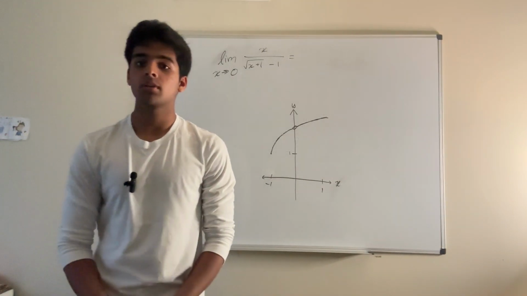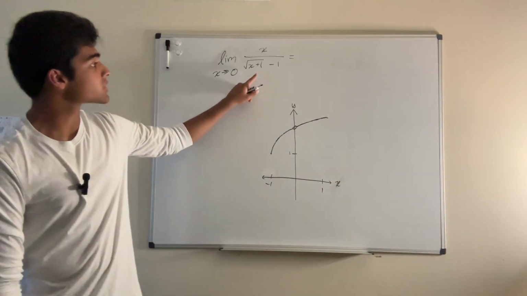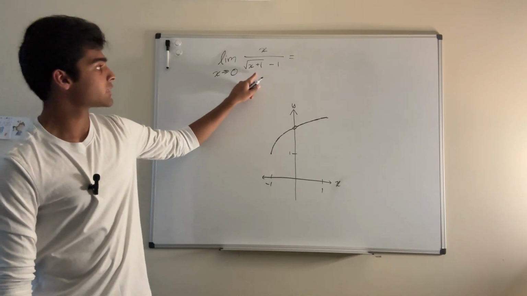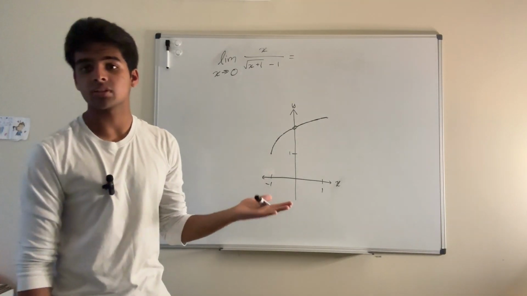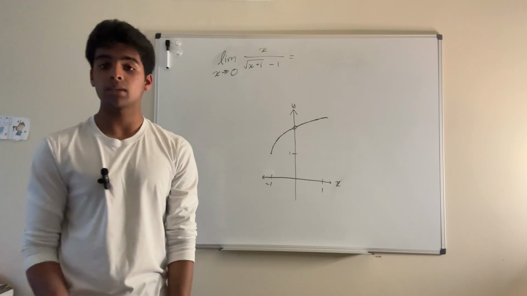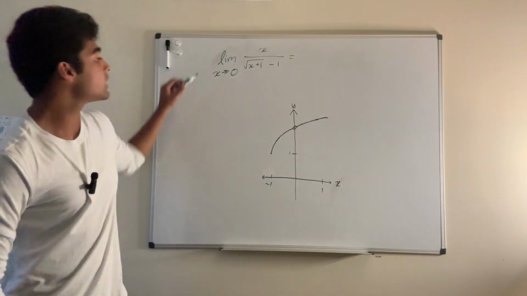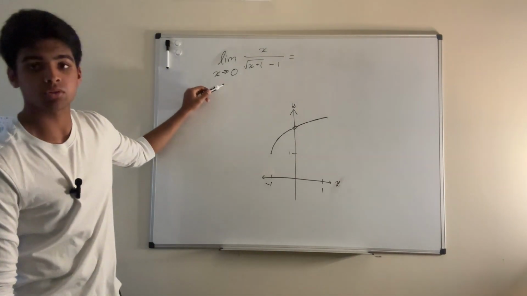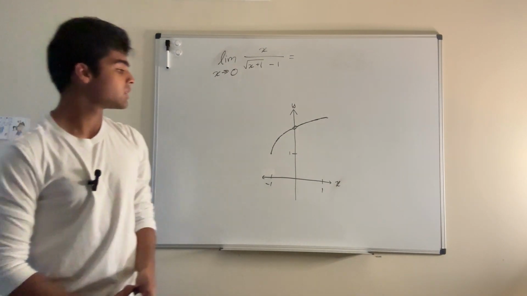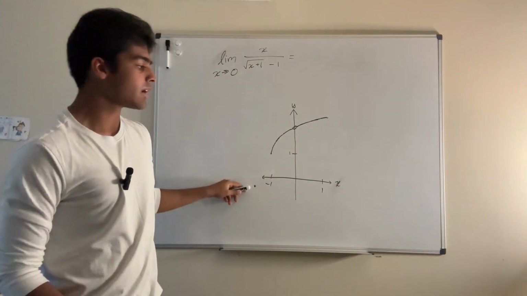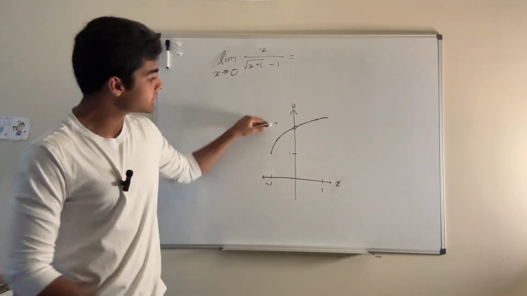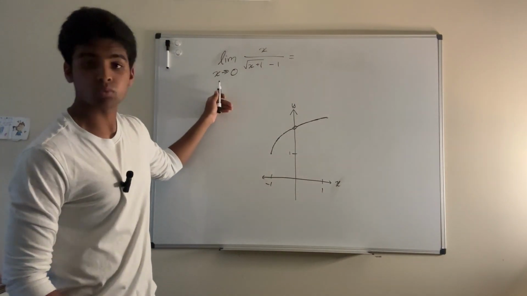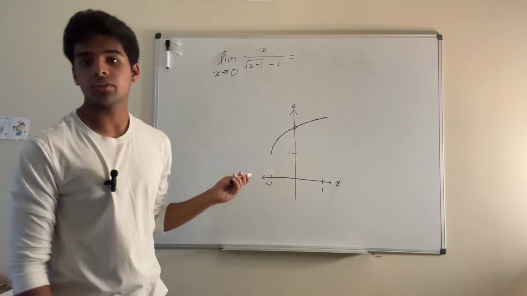Now, for the graphical approach, we have the same function, x over root x plus 1 minus 1. This is the same function we used in our first example for the numerical approach. And again, we have the limit as x approaches 0 of this function. Now, we have this function graphed over here, and we can see that when x equals 0, which is what we're approaching, there's a hole.